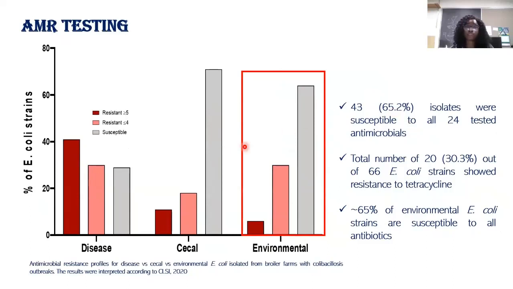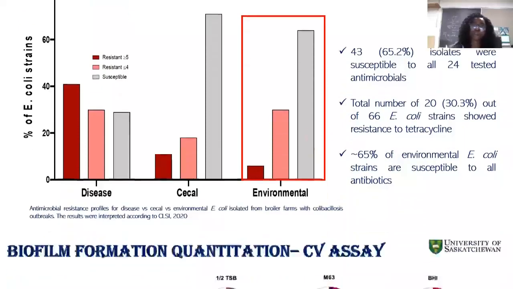Then for my antimicrobial resistance testing, I highlighted the part that I actually did, which was the environmental strains. You could see from here that these disease-causing E. coli strains are actually more resistant in comparison with the fecal strains from healthy birds and the environment. This shows that those two populations are different. In total, we have 20 out of 66 E. coli strains that showed resistance to tetracycline, and approximately 65% of the environmental E. coli strains are susceptible to all antibiotics that were tested.